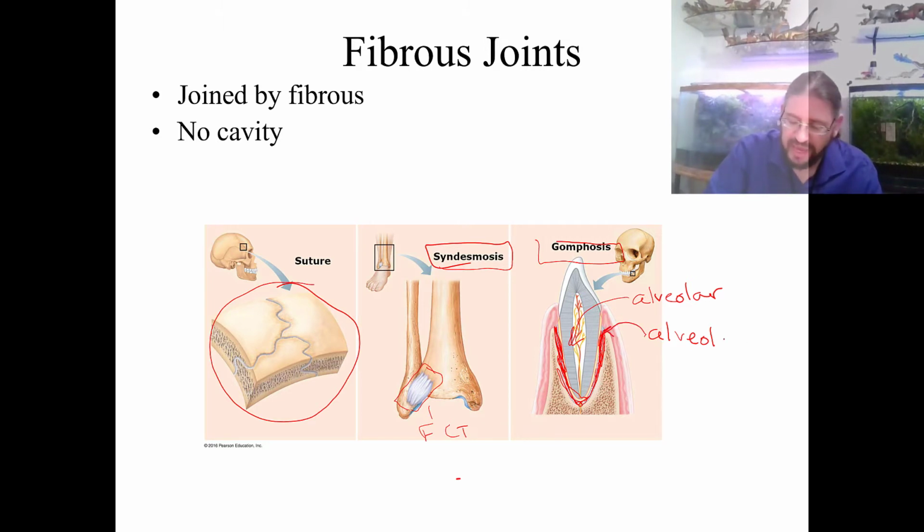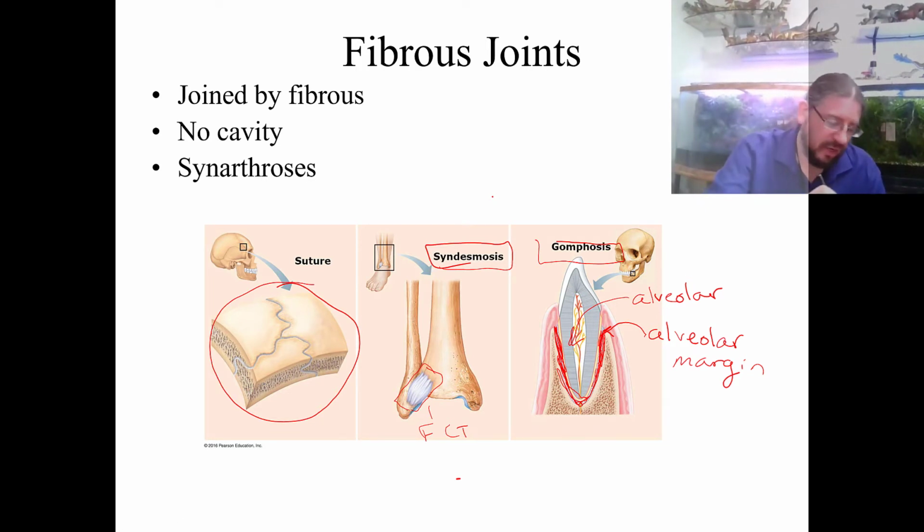This right here is that alveolar margin that you may have learned about, which is where we have the visible articulation between the tooth and the joint. So not too terrible. So these are fibrous connective tissue joints. We have the sutures, the syndesmosis, and the gomphoses.